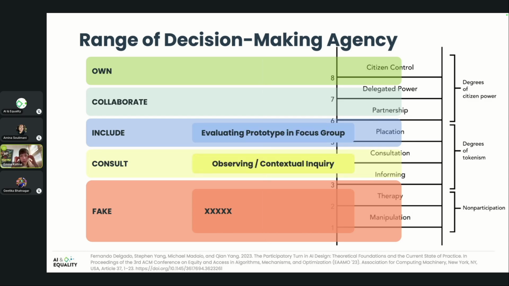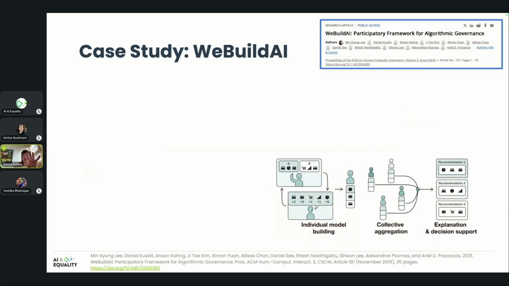And in include, we're going a little bit more towards real participation, where we show, for example, a prototype. So the people that you involve have a bit of an idea of what you're doing, and then you get feedback on this. And then the next stage is collaborate. I have an example study here, just quickly, because I think it's quite a good one.